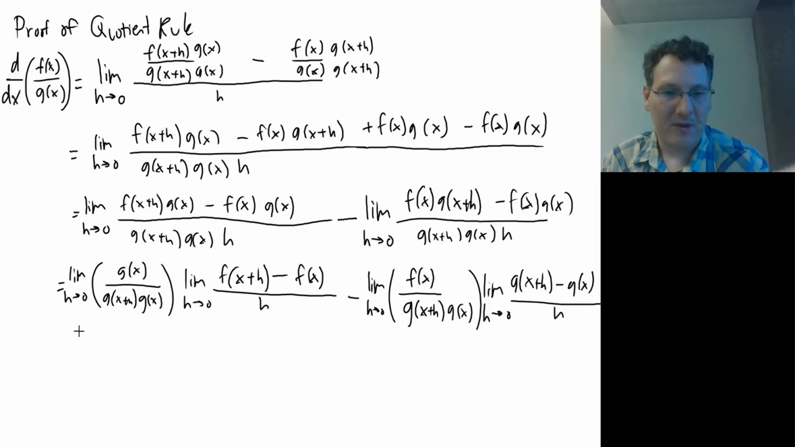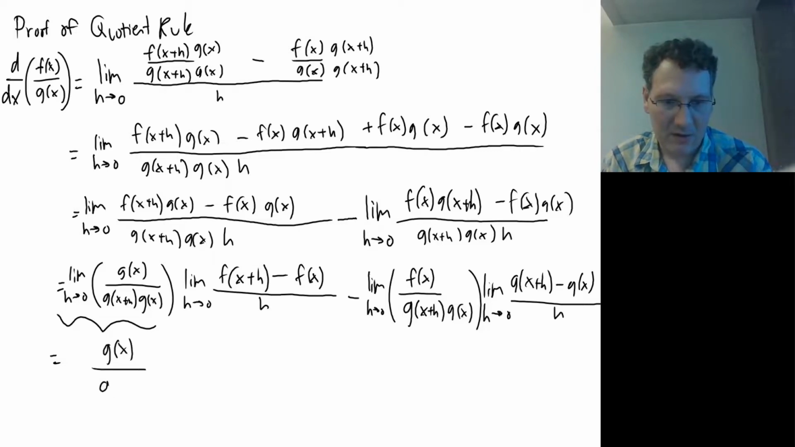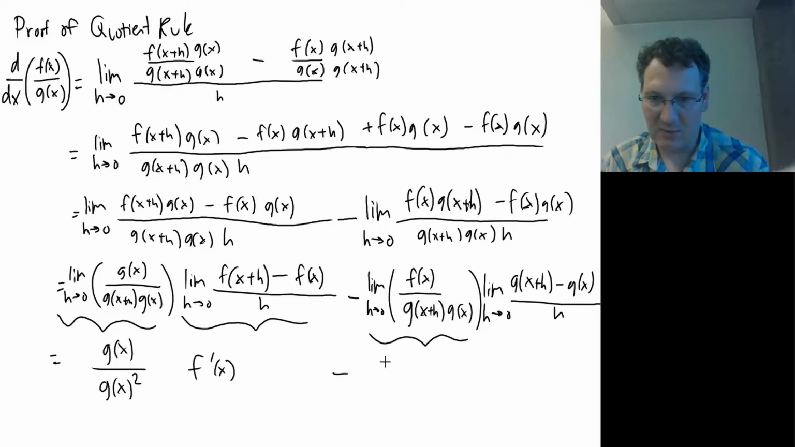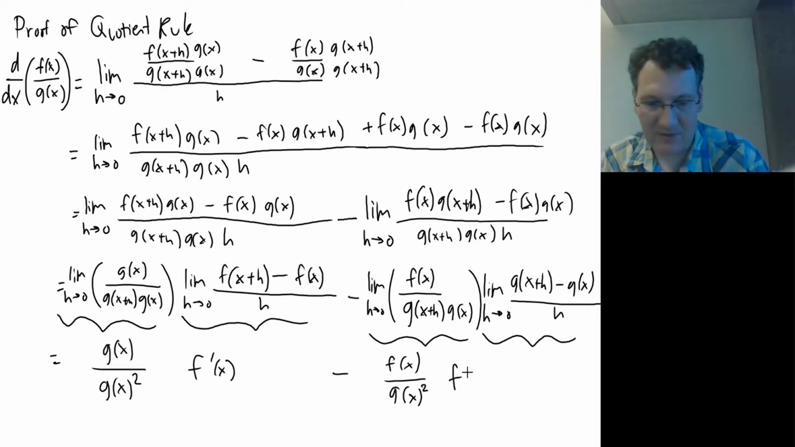Now in this limit here, there's no problem with just plugging in 0 for h. So I get g of x over g of x squared. I know it's a little silly to have g of x over g of x, but the point is that this is all going to go back together in the fraction at the end. This here is f prime of x. Now this here is going to be f of x over g of x squared, and this last limit is g prime of x.